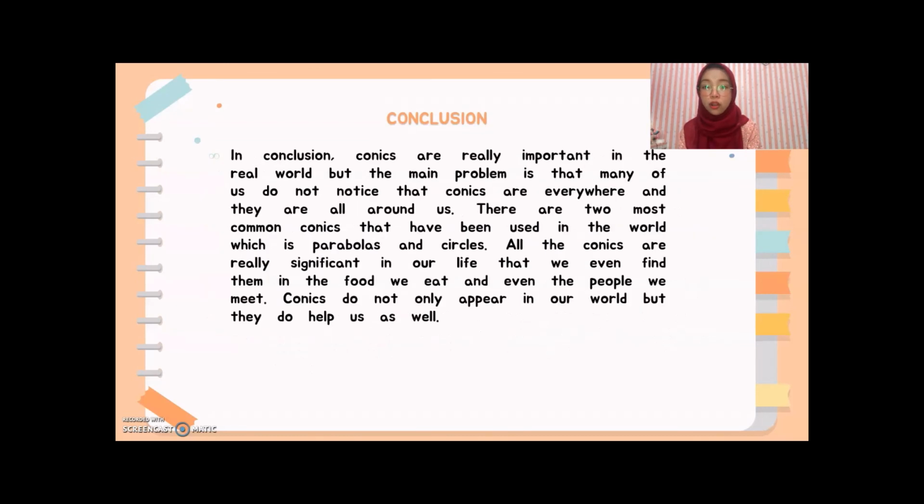So lastly, in conclusion, conics are really important in the real world, but the main problem is that many of us do not notice that conics are everywhere and they are all around us. The 2 most common conics used in the world are the parabola and the circle. All the conics are really significant in our life that we even find them in the food we eat and even the people we meet. Conics do not only appear in our world, but they do help us as well.